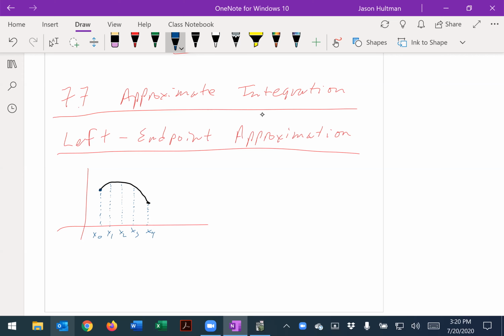Okay, and so the left endpoint for each of these is going to be the height of my rectangle. So if I get some rectangles here, then this is the height of that rectangle. That's the height of that rectangle. This is the height of this rectangle. And this is the height of this rectangle. This is called my left endpoint approximation.